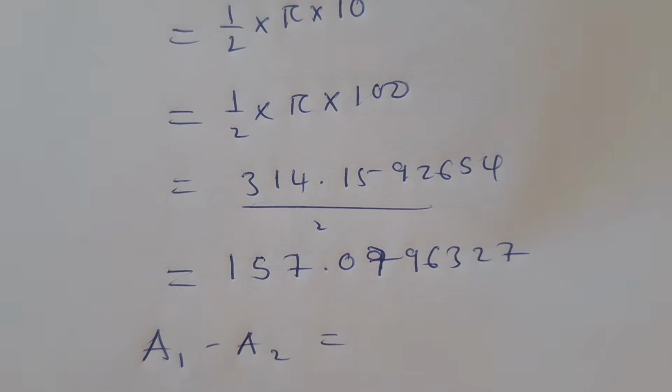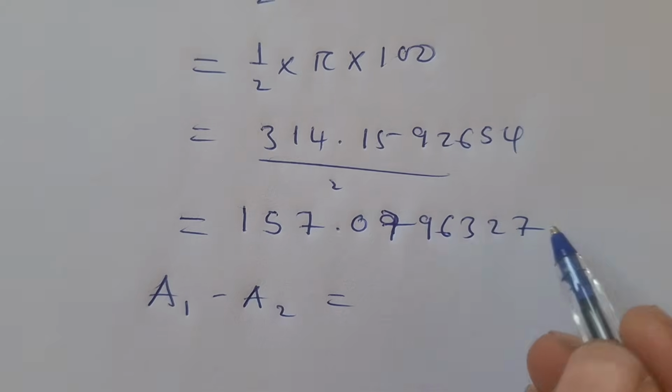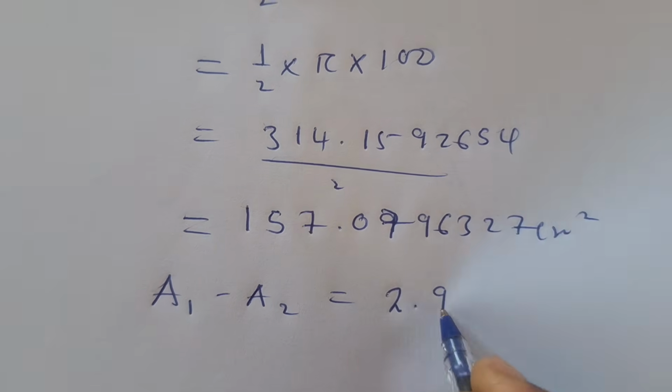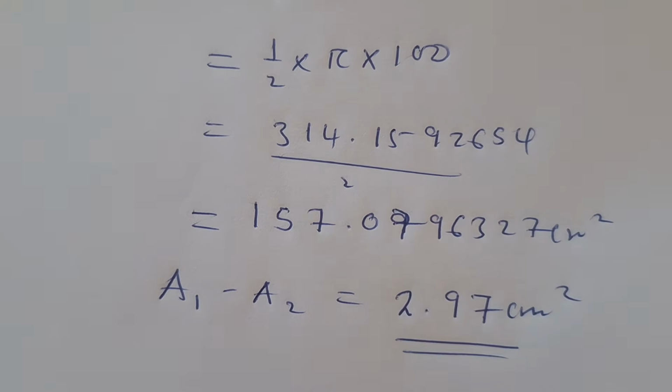So you just say area 1 minus area 2. That will be our answer. So this area right here minus this other area right here. So when we punch on our calculator, the answer that we are getting is 2.97 centimeters squared. I hope this is what you're also getting.